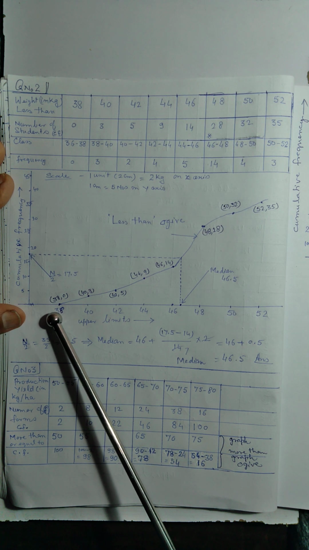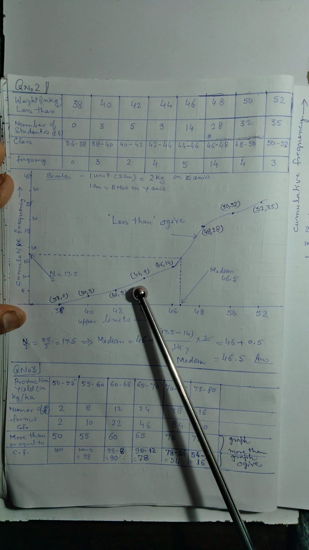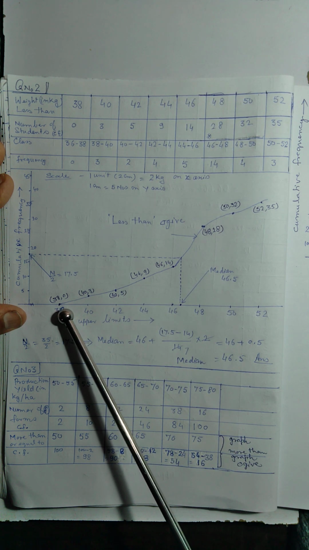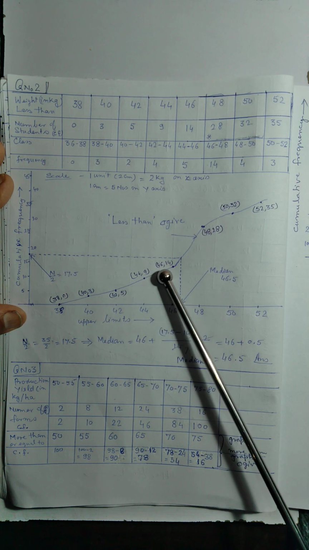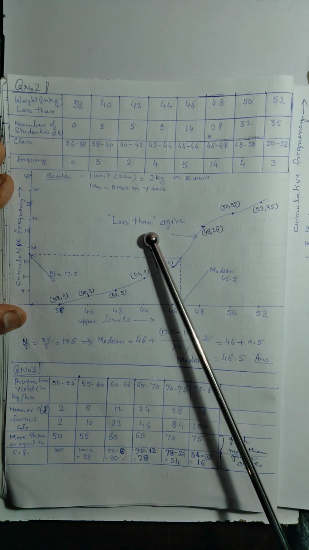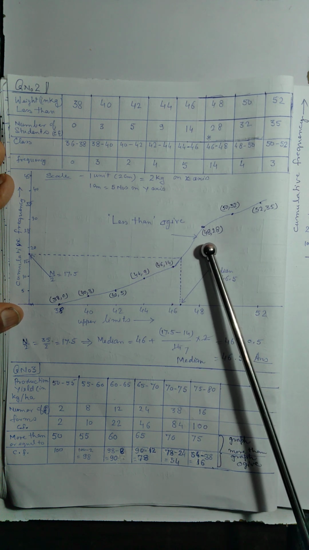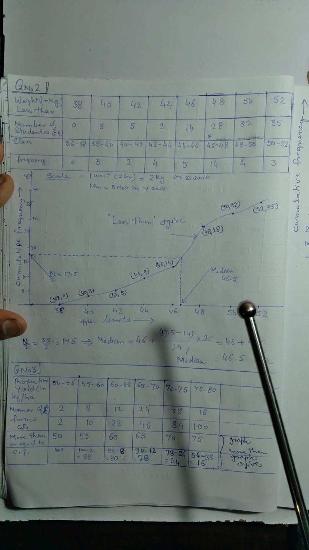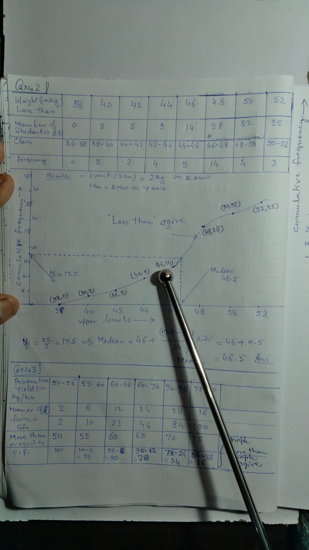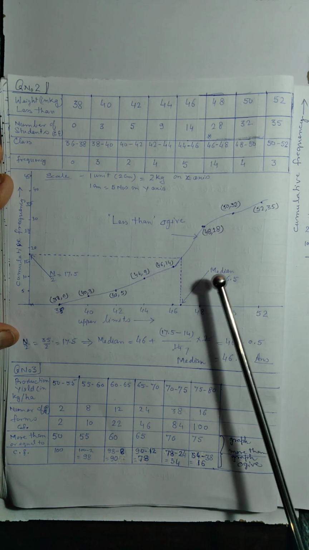So you see, just by joining all these points with the freehand curve, there should be no sharp bend. A very smooth curve is there. This curve is known as the less than type ogive. Ogive means the graph drawn with the help of cumulative frequency.